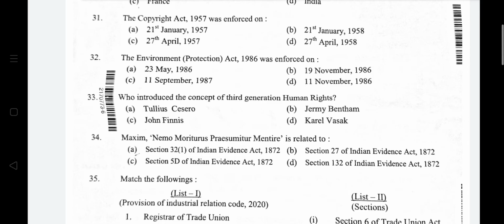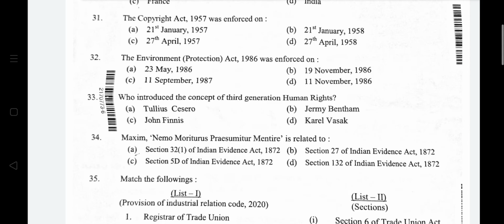Question number 32. The Environment Protection Act 1986 was enforced on. Option A is 23rd May 1986, B. 19 November 1986, C. 11 September 1987, D. 11 November 1986. Answer is B. 19th November 1986.